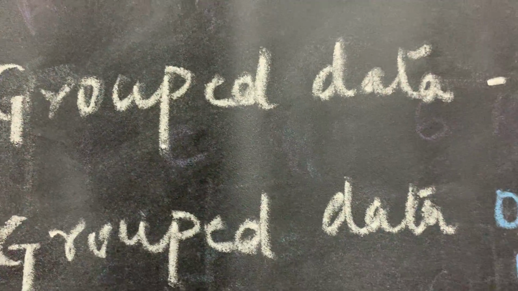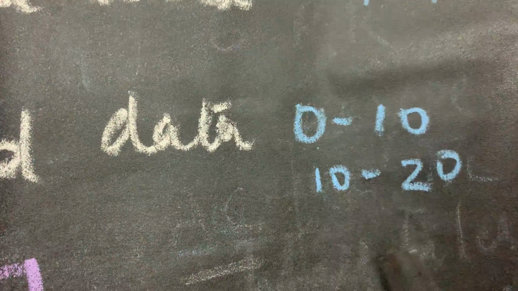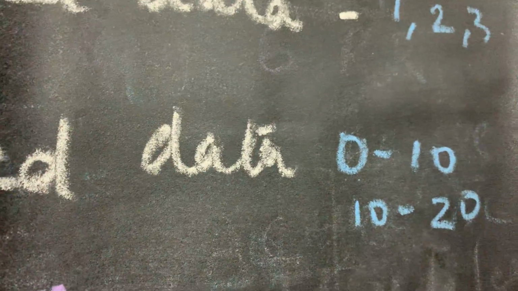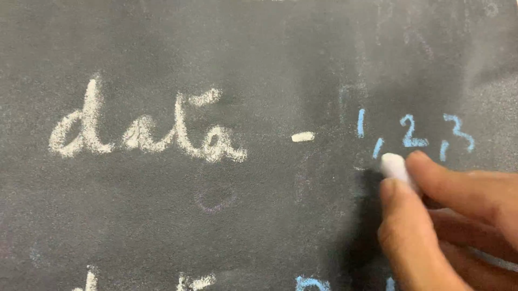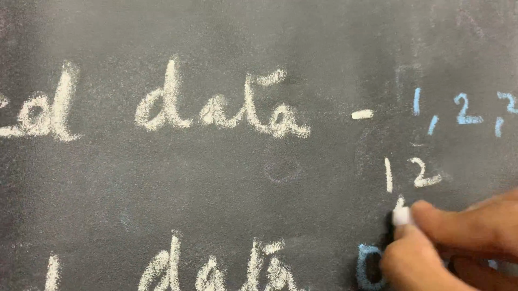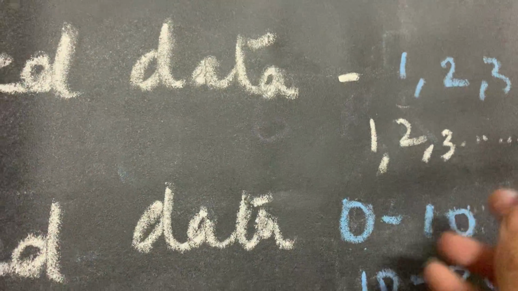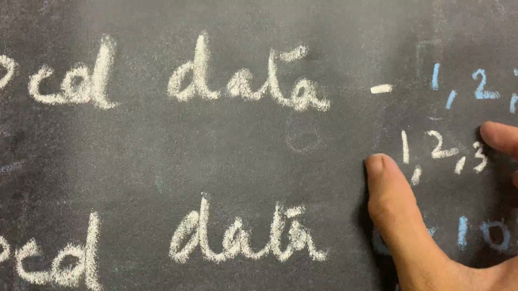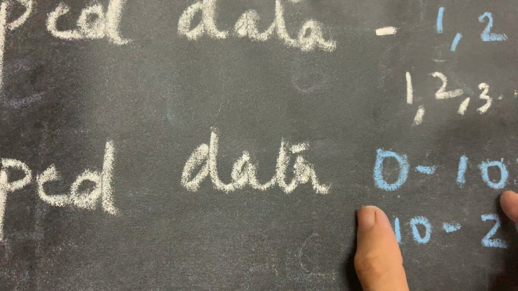And if you classify it into groups, say 0 to 10, 10 to 20, then we call it grouped data. Here you are not classifying, it is just data like 1, 2, 3 and so on, it goes on. So you are not classifying it into a group, so it is called ungrouped data. Here you are classifying into a group, so we call it grouped data.